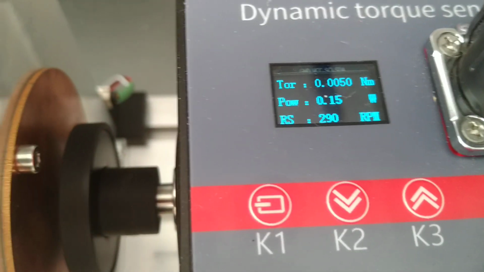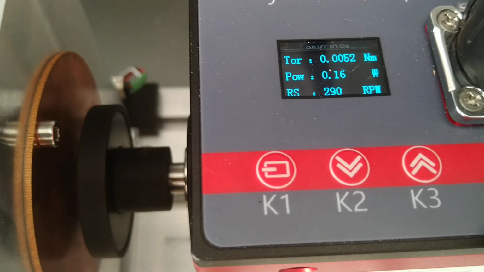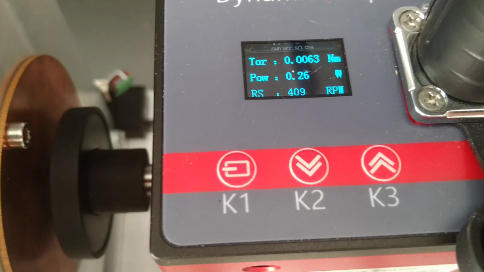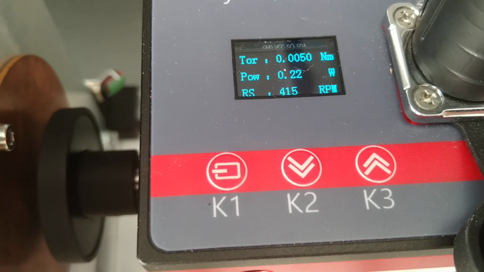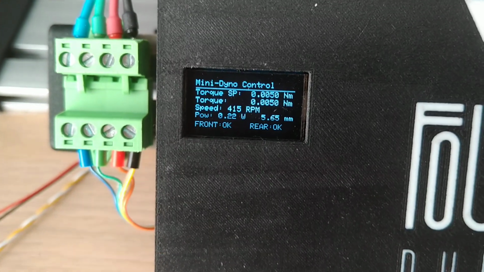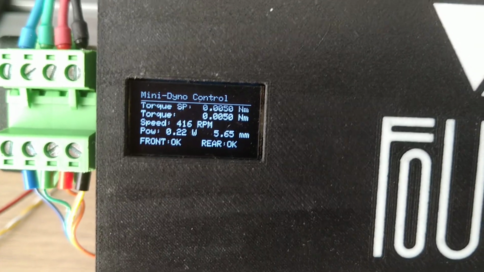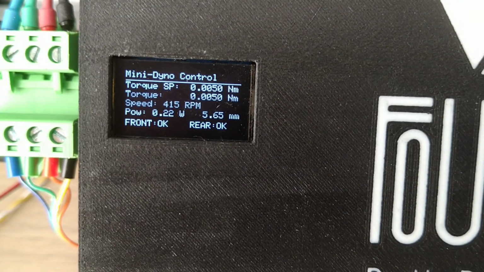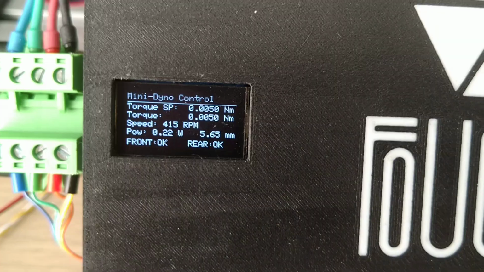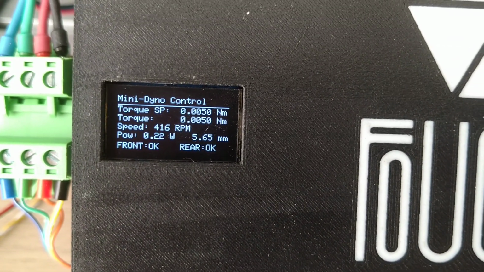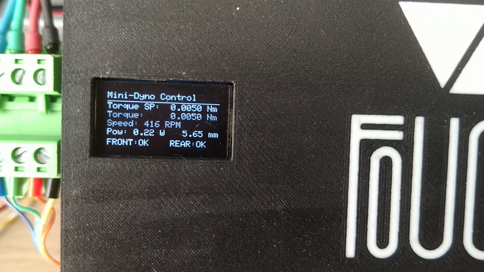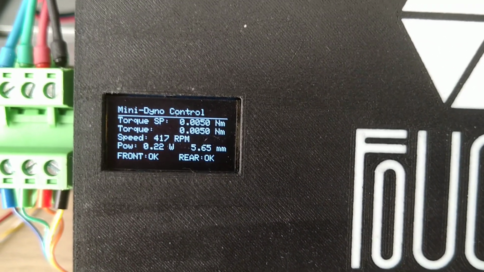Okay, let's spin it up a little bit faster to about 415 millinewton meters. And let's see what is going on. Well, it is already 0.005, so it has adjusted even without much delay, and the gap is now 5.65 millimeters.